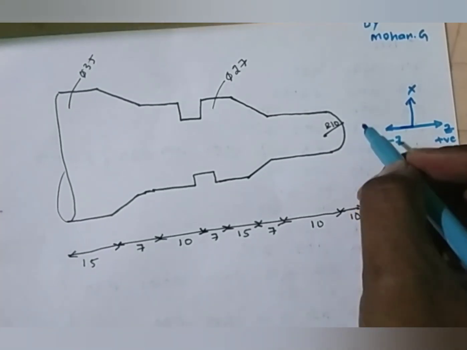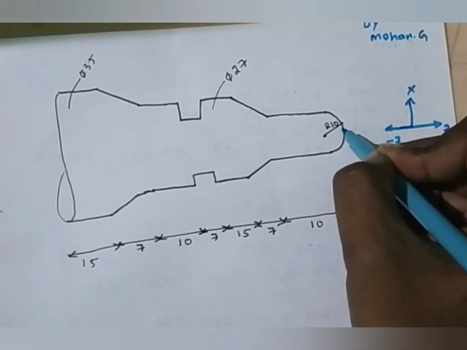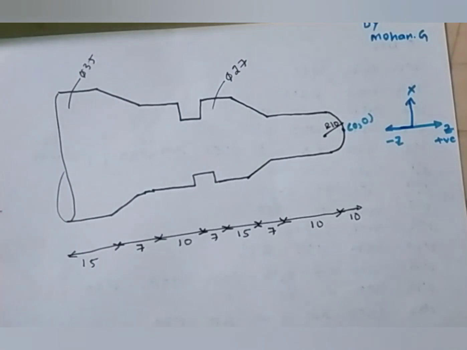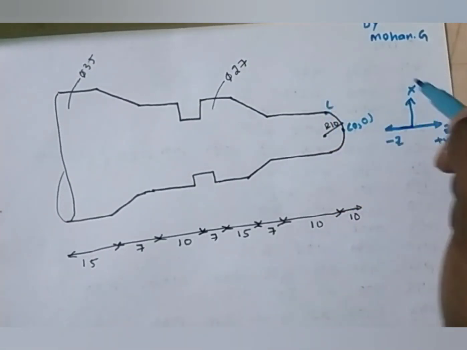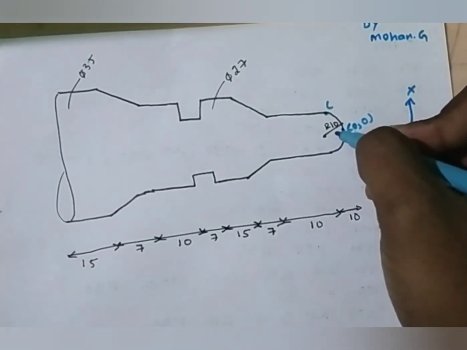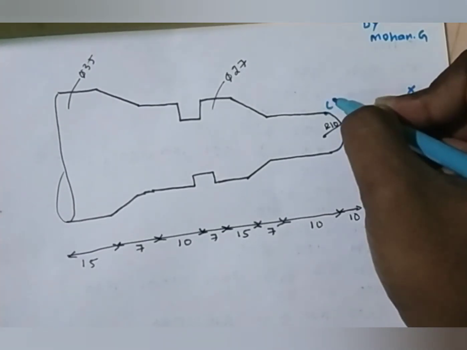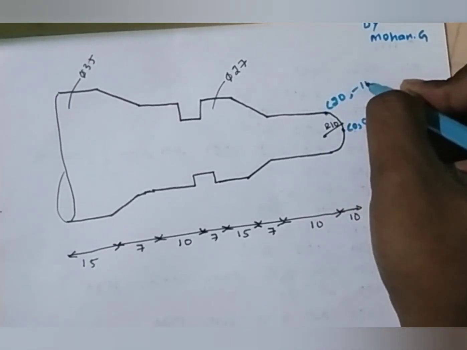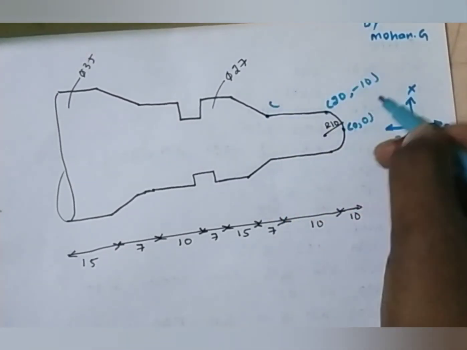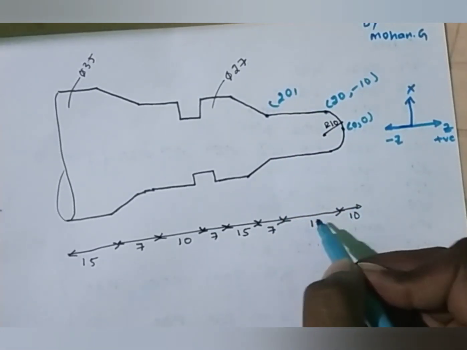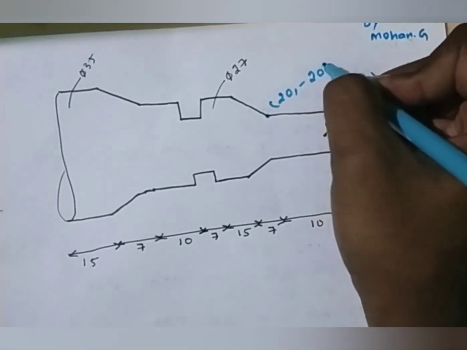Okay, first let us write from this point. At this point the value of X is 0 and Z is also 0. At this point X is the diameter value. Here the radius value is given. Radius value is 10, therefore diameter is 20, and the length value is minus 10. At the next point the diameter is the same, that is 20, and the Z value is 10 plus 10, minus 20.